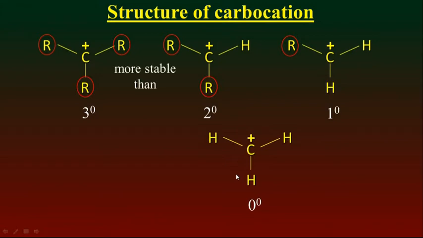And we can say that the 3 degree carbocation is more stable than 2 degree carbocation, and the 2 degree carbocation is more stable than 1 degree carbocation. Similarly, 1 degree carbocation is more stable than 0 degree carbocation. But how can we understand the stability? It is clearly understood by the following.